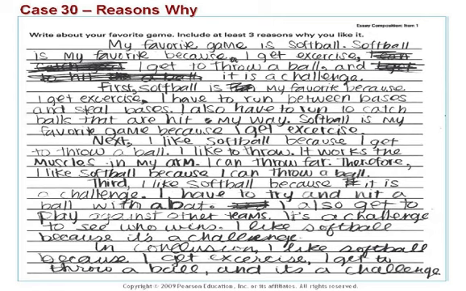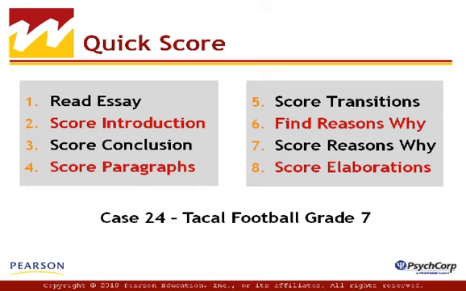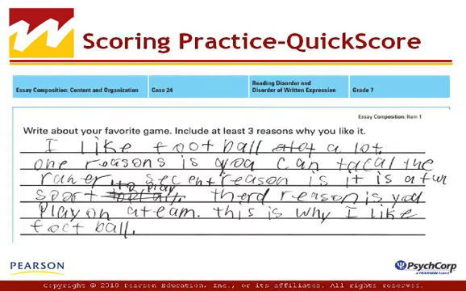So let me look at the QuickScore guide, of which you have a copy. Essentially, once you understand the scoring criteria, we believe that you'll be able to read the essay, and while you're reading, you're actually looking for some key concepts. You're scoring the introduction, scoring the conclusion, looking at the number of paragraphs, any transition words, and then you want to identify, highlight the reasons why, score the reasons why, and then score elaborations. So let me show you another example in terms of presenting this. So let me just give you a few seconds here to read through this one.